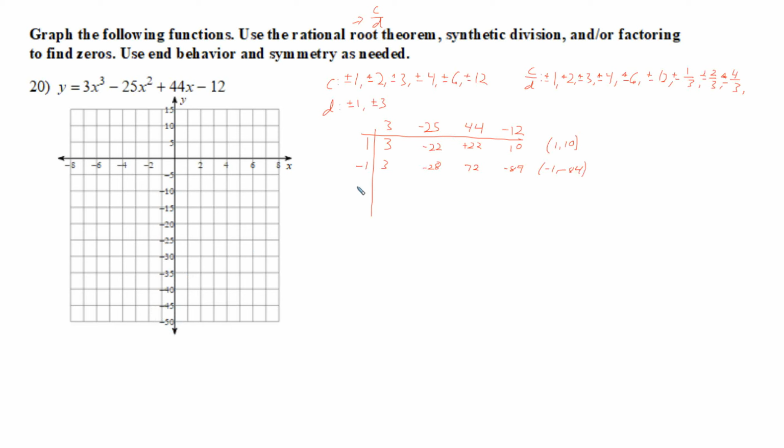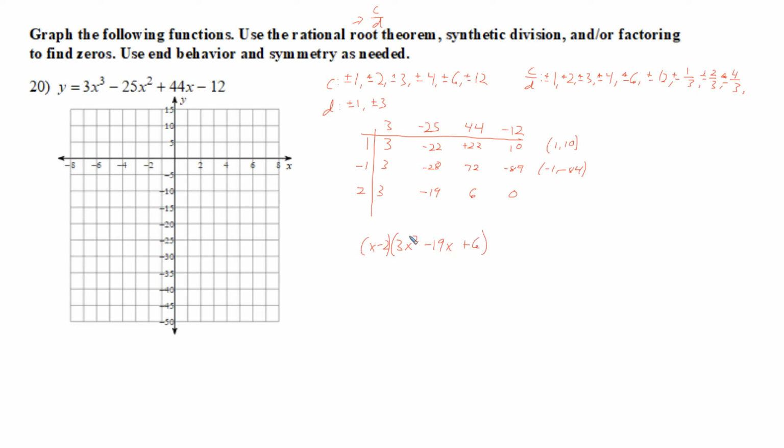Let's try 2. Bring down the 3. 2 times 3 is 6, and negative 25 is negative 19. 2 times negative 19 is negative 38. Negative 38 and 44 is 6. 2 times 6 is 12, and negative 12 is 0. All right, we found one. So 2 is one of the zeros, which means x minus 2 is a factor. And what we want to do is multiply that by the part that's left, so 3x squared minus 19x plus 6.